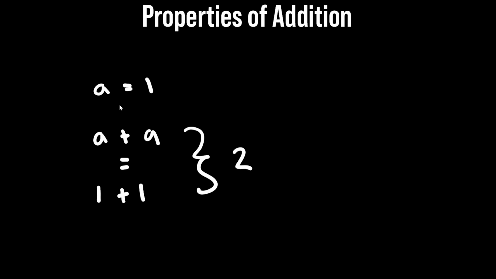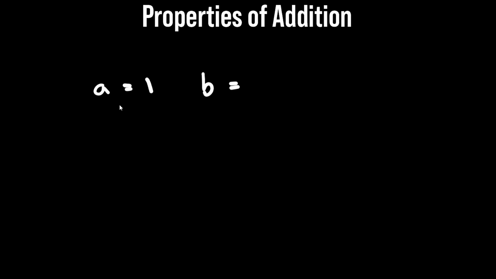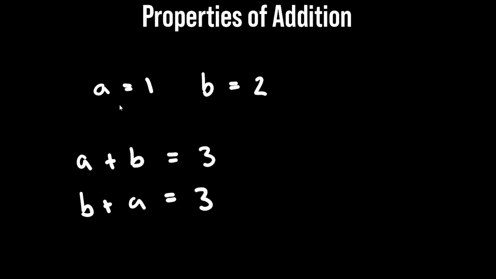Now let's use this property to show the commutative property of addition. Let's say we have A is equal to 1, and let's say we have B is equal to 2. We can say A plus B, which would be equal to 3. Well, this is the same as B plus A, which is equal to 3 as well. This is the commutative property, as you can swap the variables and the answer will still be the same. So you could also say that A plus B is equal to B plus A.